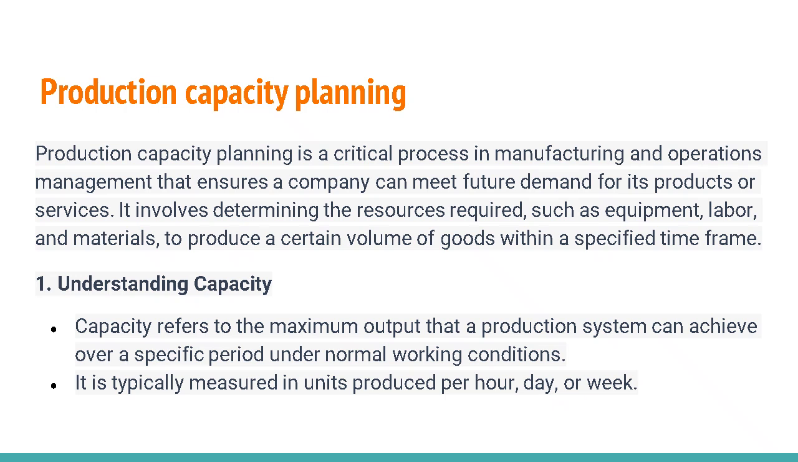So the first one is understanding capacity. Capacity refers to the maximum output that a production system can achieve over a specific period under normal working conditions. It is typically measured in units of production per hour, per day, per week.